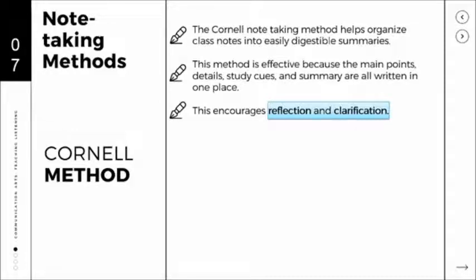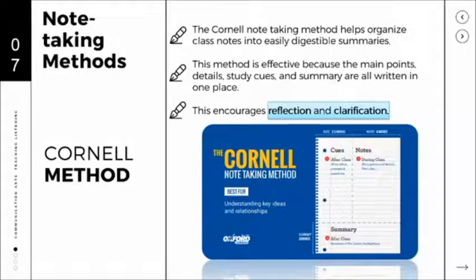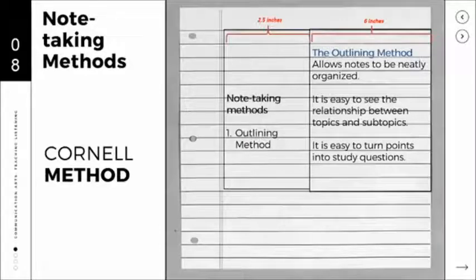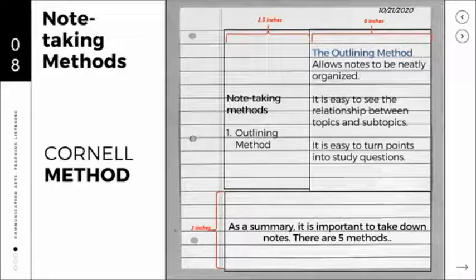And this method encourages reflection and clarification about the topic. So this is what the Cornell note-taking method looks like. It is best for understanding key ideas and relationships. The paper is divided into three sections. The first one is the main section, which is 6 inches for in-class notes, and the second one is a 2.5 inches margin to the left and a 2 inches summary section on the bottom.